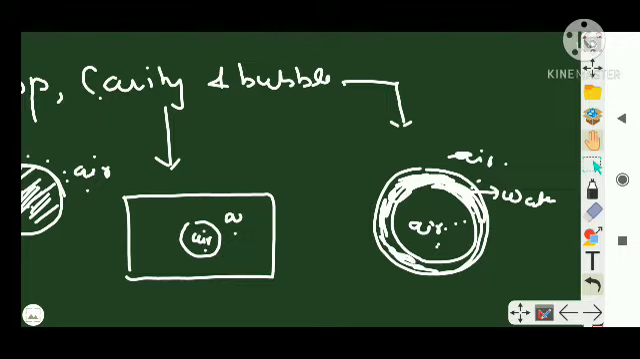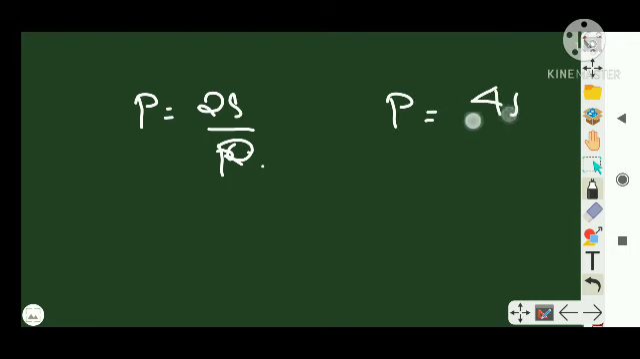If someone asks you what is the pressure inside a drop and a bubble, I hope you remember I have derived the extra pressure in the case of a drop: extra pressure P is equal to 2S by R, where capital R is the radius. Similarly, we talked about the bubble also. In the case of a bubble, it is 4S by R. So I am not going to take it again, guys.